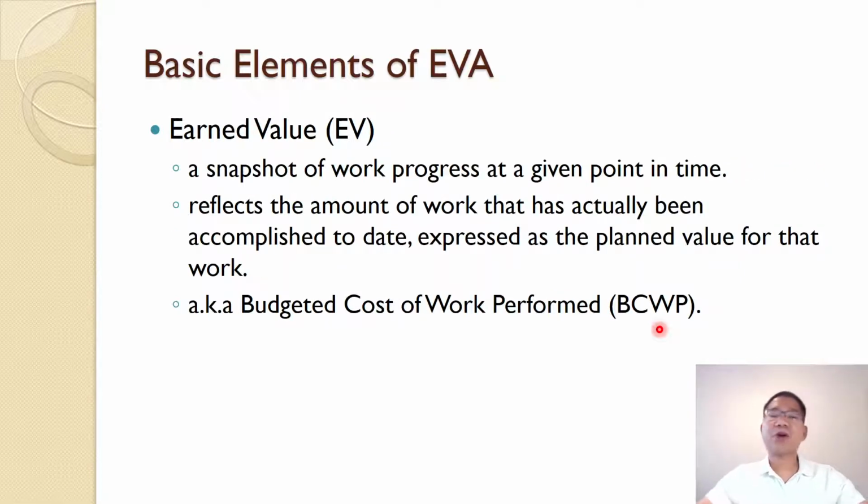The second parameter is earned value, EV. It's a snapshot of the work progress at a given point in time. Let's see, after 5 months, what is the snapshot of work progress? How is it measured? It reflects the amount of work that has actually been accomplished today, expressed as the plan value for that work. So the work has actually been completed, but it is valued at the plan value, with the plan budget.